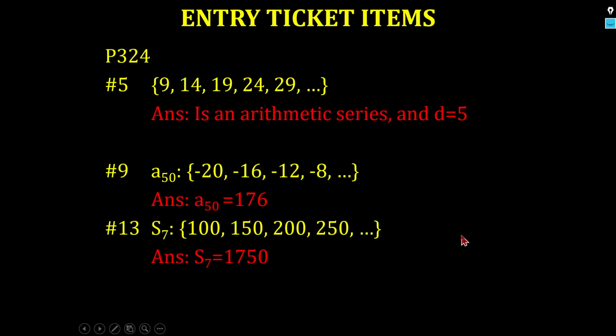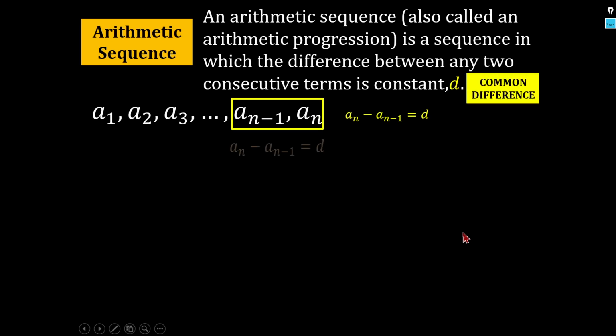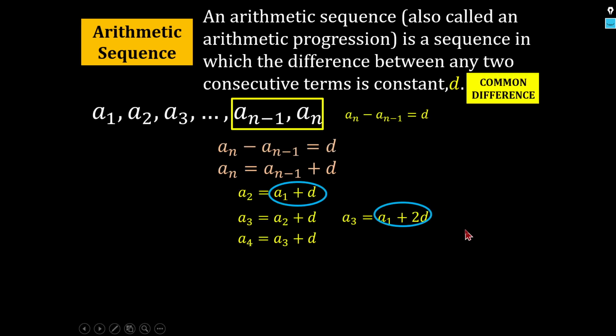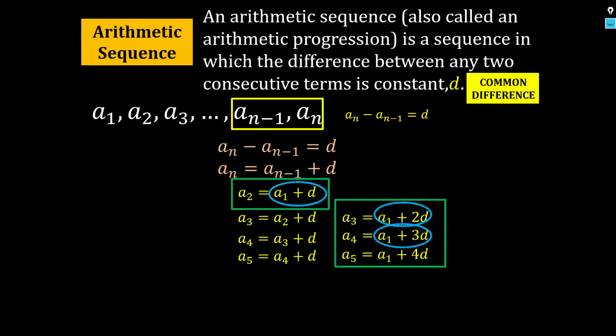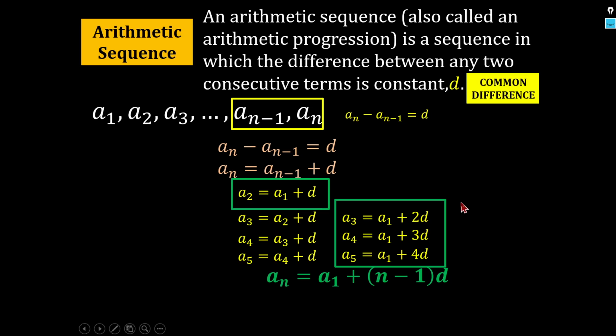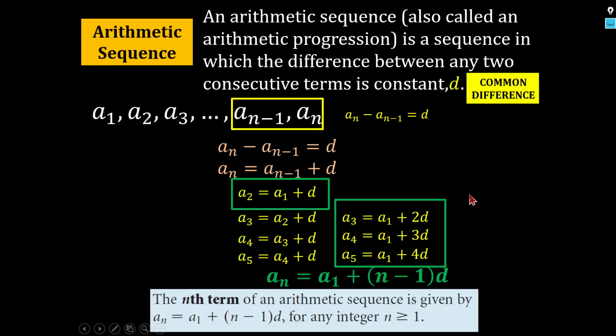Okay? Now, recall lang. Ito yung nakita nyo sa PowerPoint. Sa ilalim na derive naman na yung formula for finding the nth term of an arithmetic sequence. Now, the nth term, a sub n, is given by the first term, a sub 1, plus the quantity n minus 1 times the common difference d. Okay? Napakadali naman yan. Now, let's answer some examples.